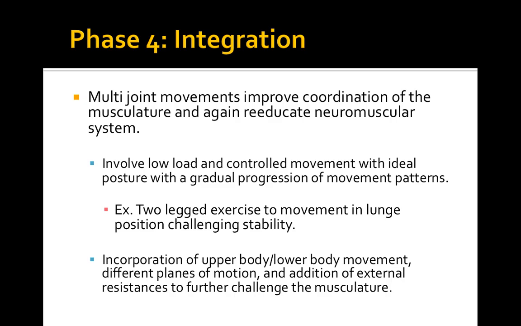Multi-joint movements improve coordination of the musculature and again re-educate the neuromuscular system. By involving low loads and controlled movement, not only is the subject or athlete going to feel more confident in performing the lift, it's going to prevent any recruitment of the wrong muscles from coming into play. Gradual progression is what needs to be. Just like when you're gradually increasing up to your 1 RM, you've got to gradually introduce yourself back into the training program.